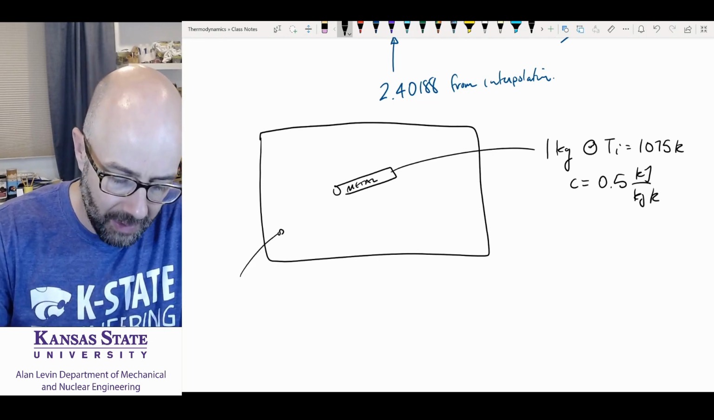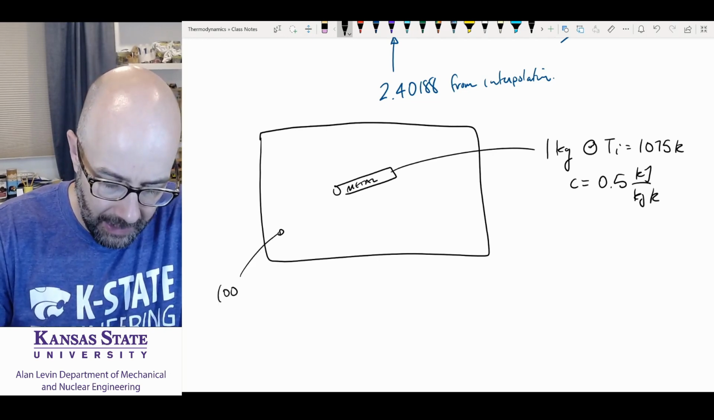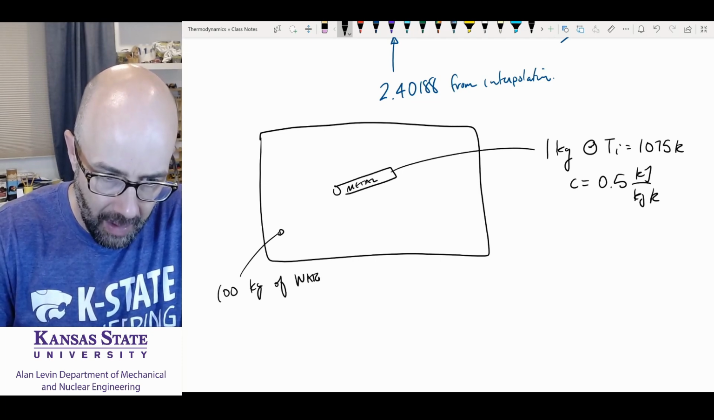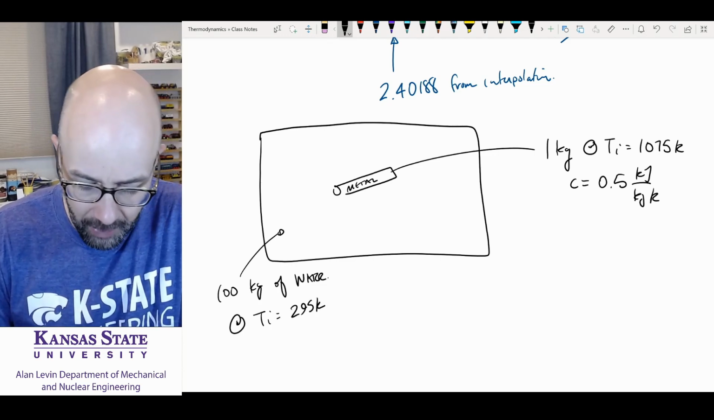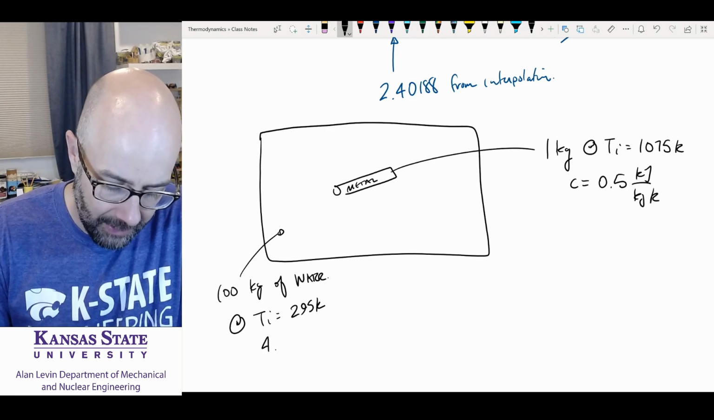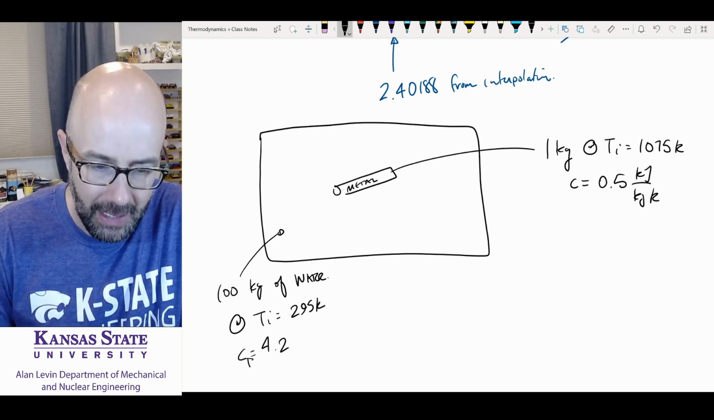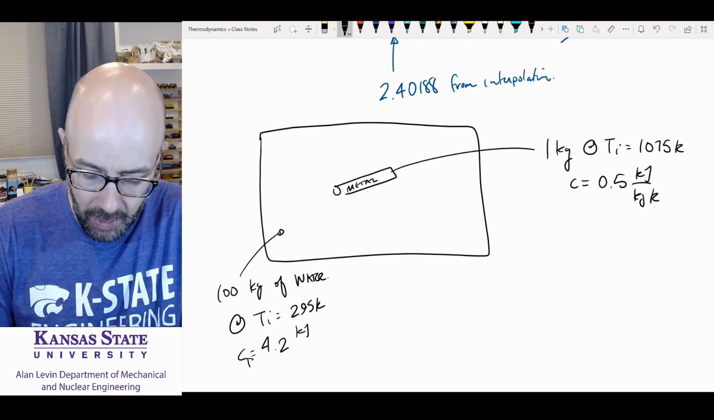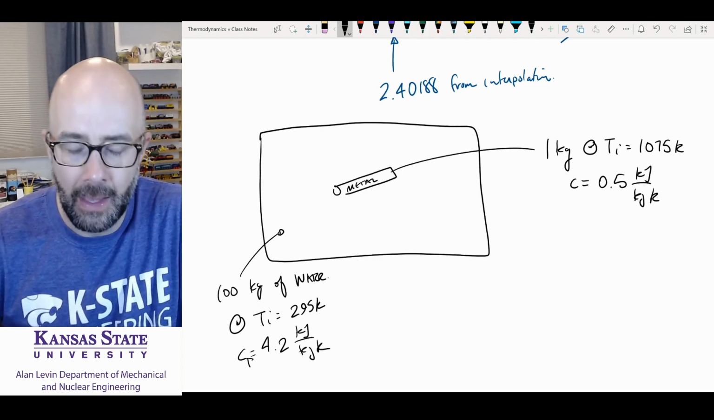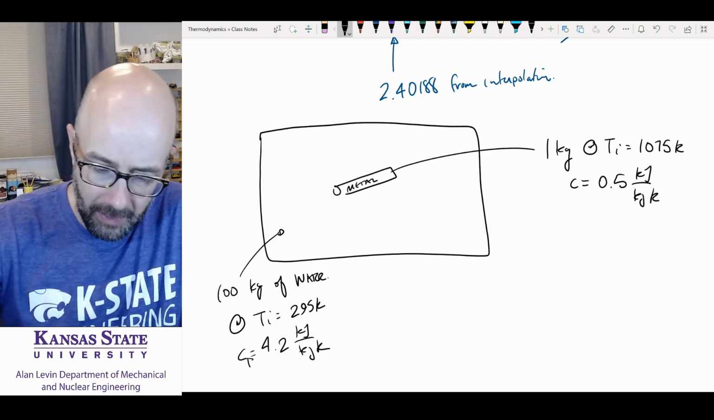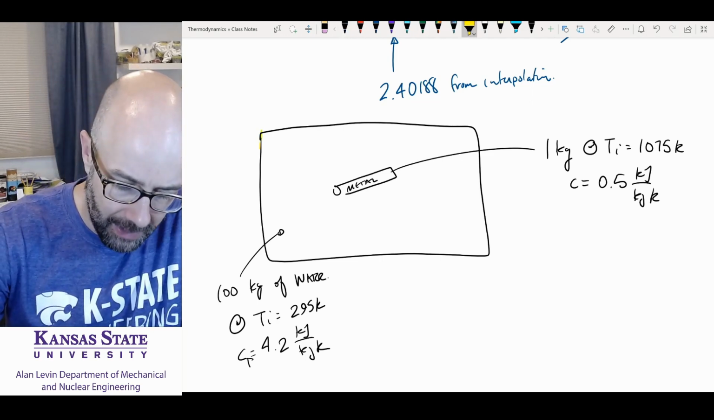And in this tank is going to be 100 kilograms of water. Its initial temperature is going to be 295 Kelvin. And if we look that up, we can say that this specific heat is like 4.2. So we look at the C sub P, 4.2 kilojoules per kilogram Kelvin. Now you look at this problem, and we're going to create our control volume as the tank.